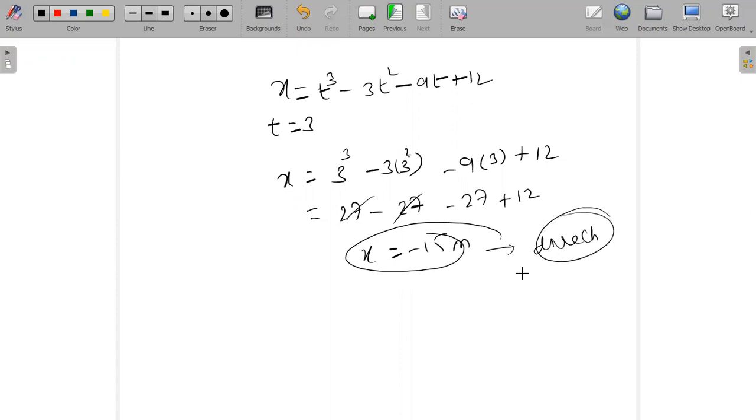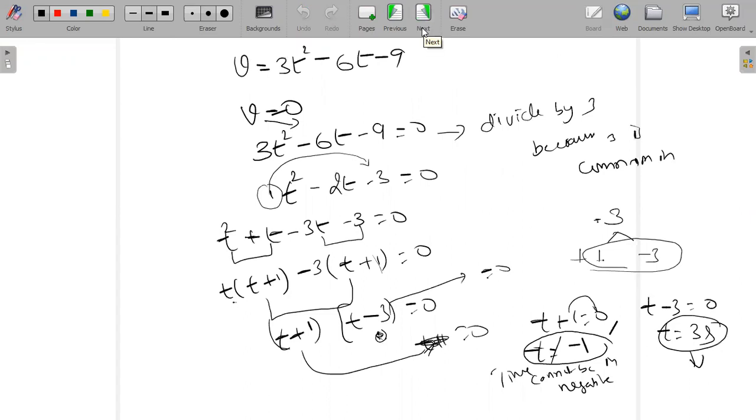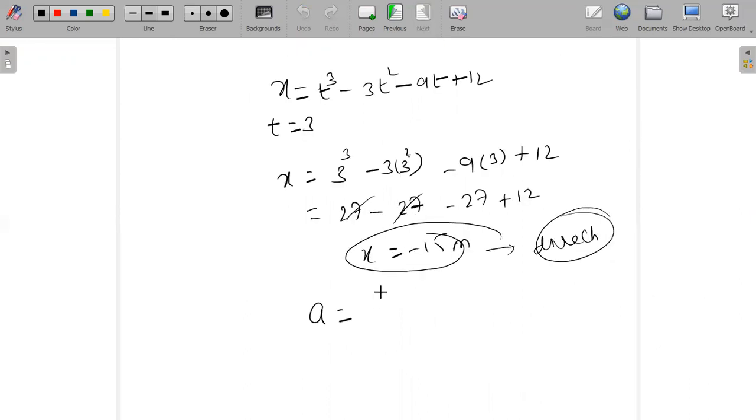x we have got. Similarly, you calculate the value of acceleration. What is the equation of acceleration you have found? Go to that equation I have written. So a is equal to, it is becoming 6t minus 6. So we'll write the equation of a, that is 6t minus 6.